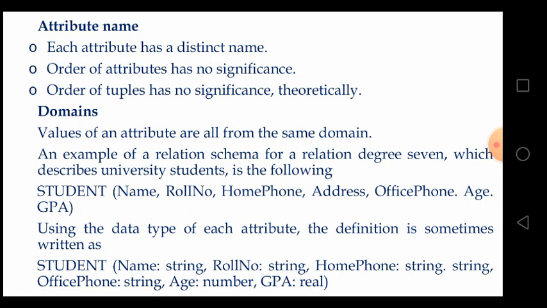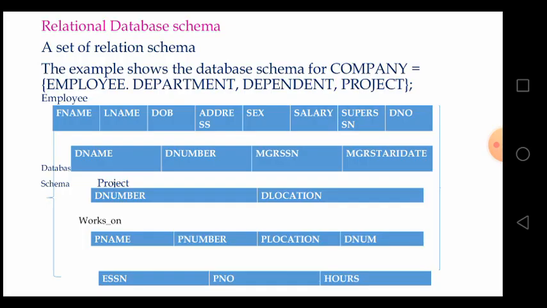String, number, real are the data types. Name, roll number, home phone, address, office phone, age are the attributes. Student is the relation name. Here is shown one example, a set of relation schema.